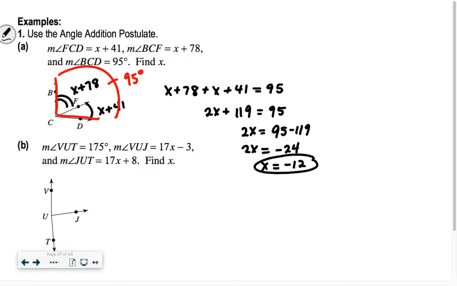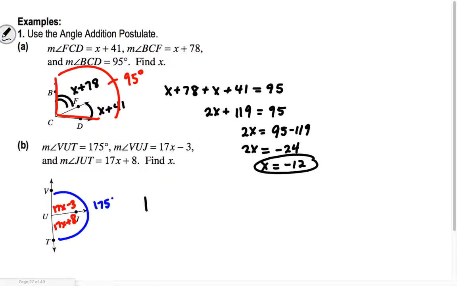All right, so the next one, VUT. VUT is this big angle here, which looks almost like 180 degrees, but it's not. It's 175. And then VUJ is 17x minus 3, and JUT is 17x plus 8. So our equation is that we add the 17x minus 3 to the 17x plus 8, and we get a total of 175.